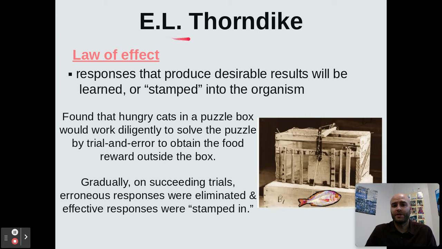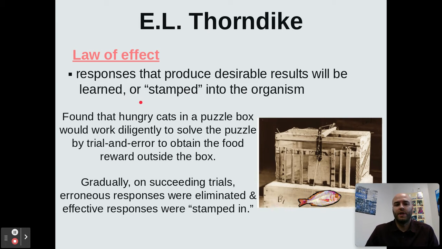E.L. Thorndike, we'll get through a lot more psychology names in this video as well, so make sure you're taking note of these. But E.L. Thorndike came up with something called the law of effect. And he found that responses that produce desirable results will be learned or stamped into the organism, right? That makes sense, right? We do something and we get a positive result from it. We're reinforced by it. We're going to do it again, right?